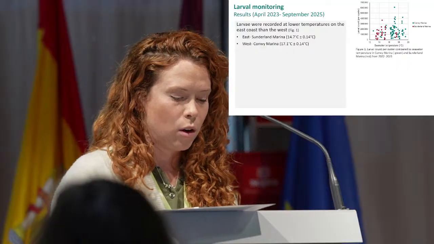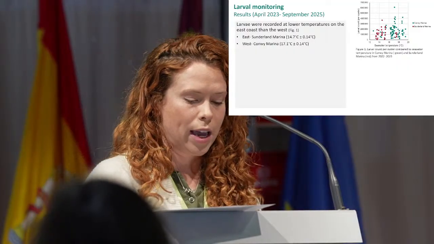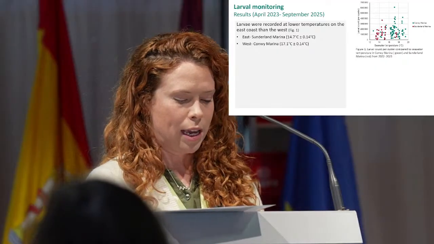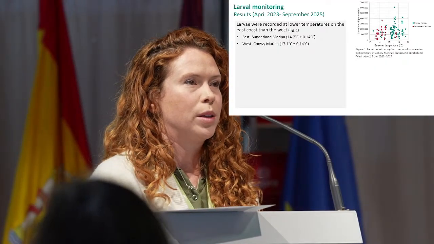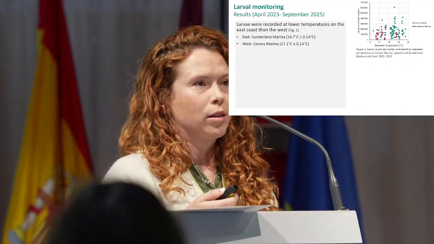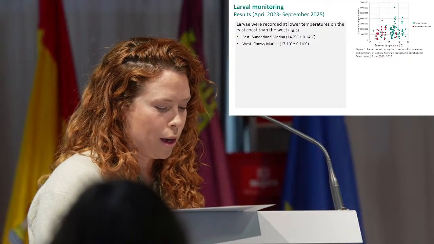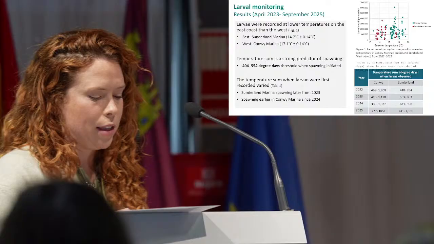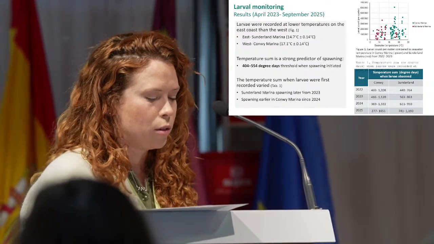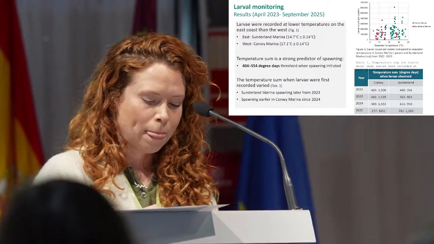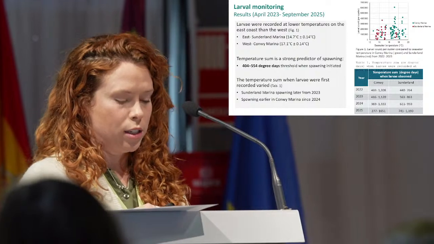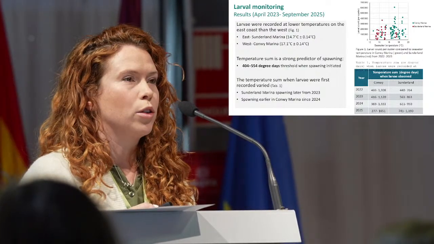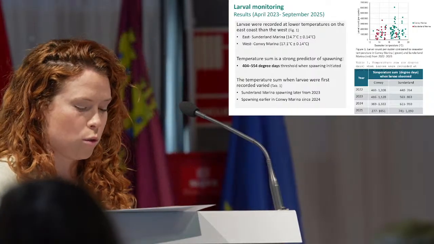Temperature plays a key role in when we start to observe oyster larvae at each site, and across all 4 years, the larvae appeared at lower temperatures in Sunderland at around 14.7 degrees, compared with around 17.1 degrees in Conwy in Wales. To understand spawning timing a little bit more, we looked at degree days to reflect the total accumulated heat above the threshold needed for gonad development, and the temperature sum from the 1st of January was compared to the larval counts, and spawning typically began around 404 to 554 degree days.